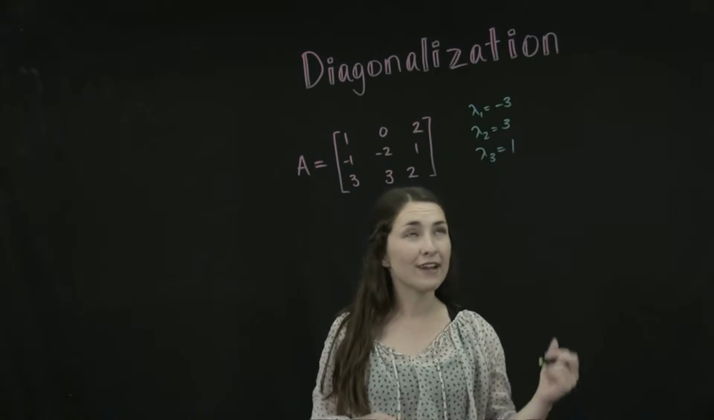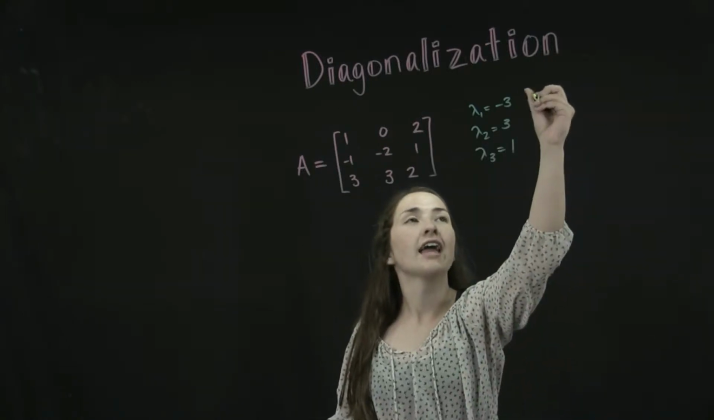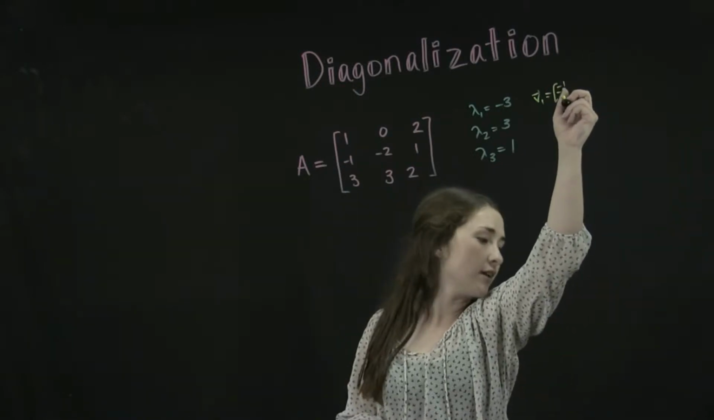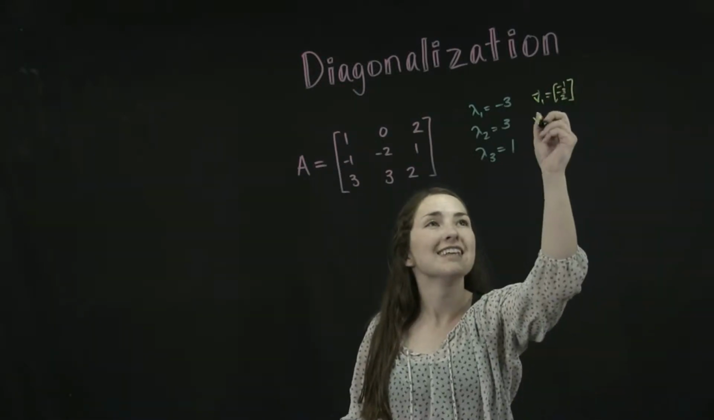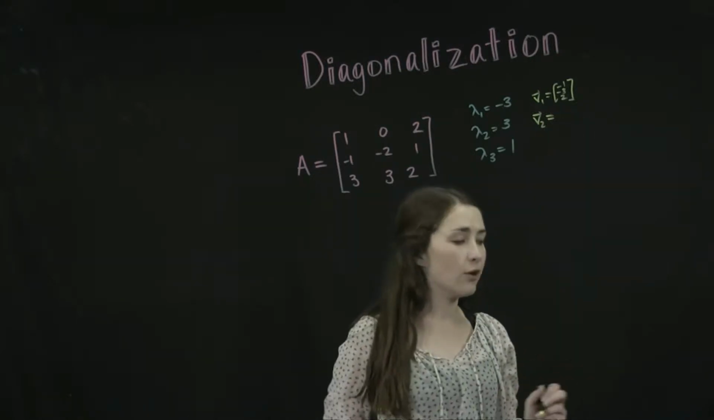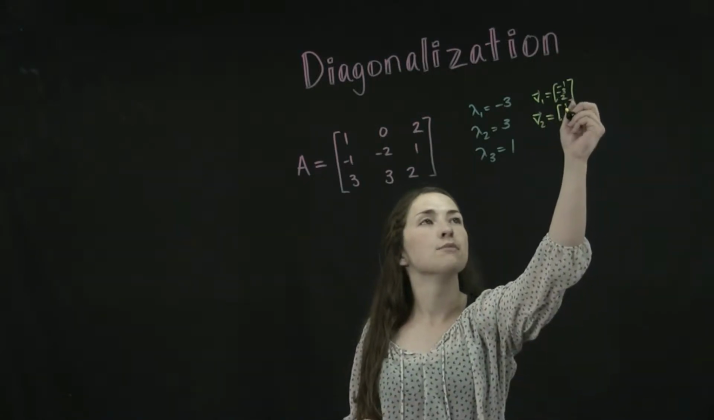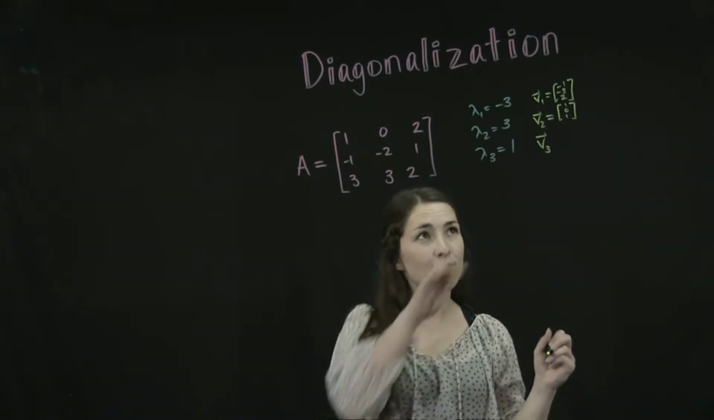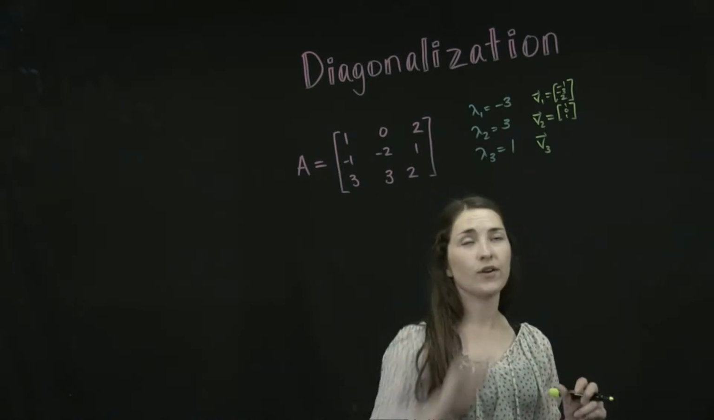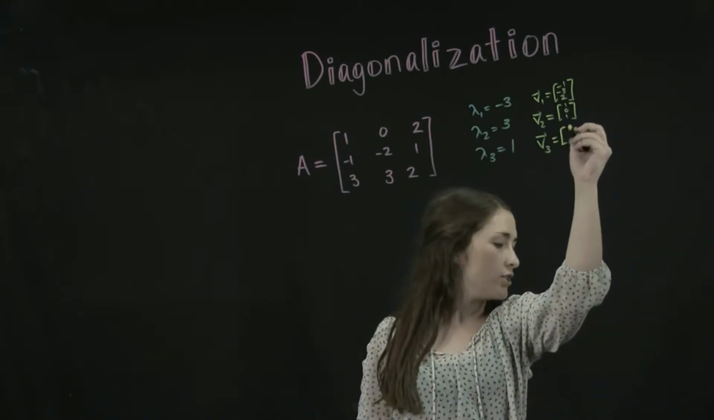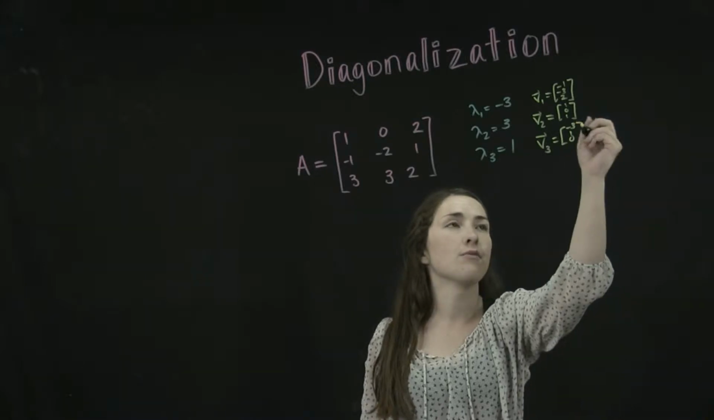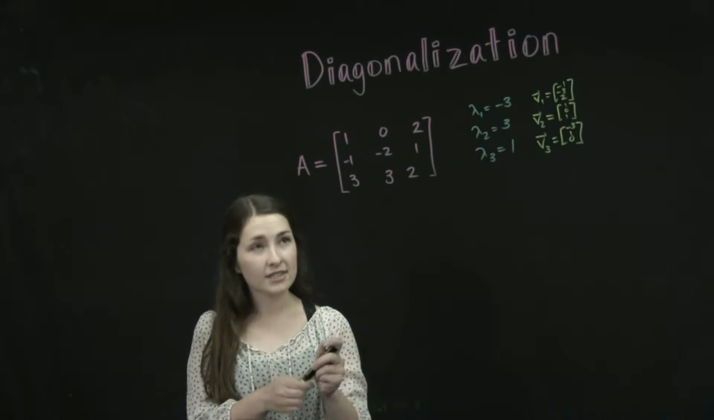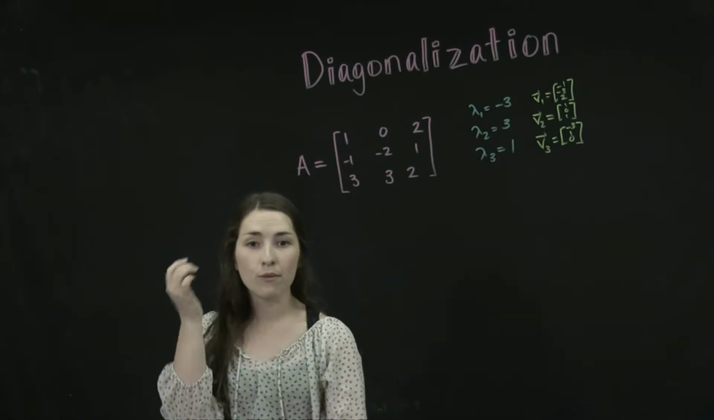Our first eigenvector corresponding to our eigenvalue of -3 is going to be -1, -3, and 2. Our second eigenvector corresponding to our eigenvalue of 3 is going to be our simple 1, 0, 1. And then lastly, our third eigenvector corresponding to our eigenvalue of 1 is going to be -3, 1, 0.